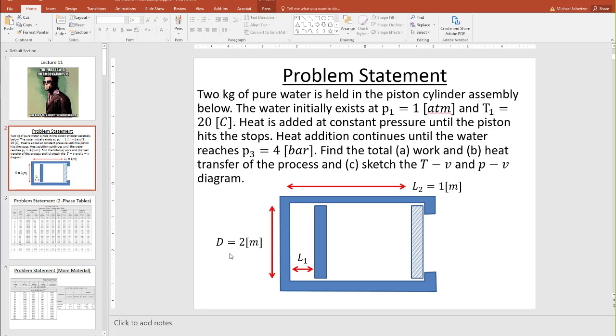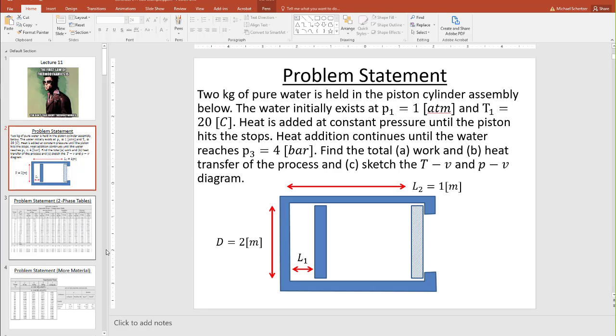If we know that the diameter here is 2 meters and the length is 1 meter, then I could find the volume. And I think I know something about the mass of water because there's 2 kilograms of water. So if I knew the volume and I knew the mass, then I would know the specific volume. See how that makes sense?